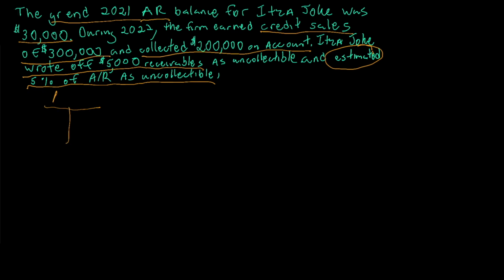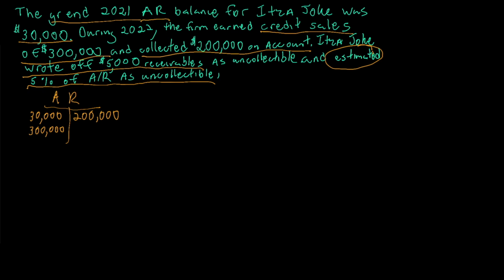So if we look at our accounts receivable, we started out at the end of the previous year with a $30,000 balance. That's our beginning balance for 2022. Then the firm earned credit sales of $300,000. Credit sales meaning just selling on account. So that's going to increase our accounts receivable on the debit side by another $300,000. And collected $200,000 on account. So we know anytime we collect on our account, our accounts receivable will decrease on the credit side. And lastly, it said that It's a Joke wrote off $5,000 on receivables.